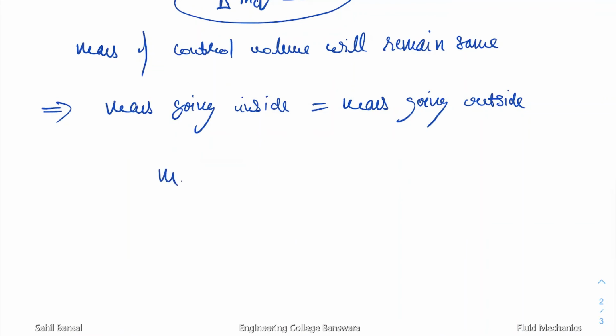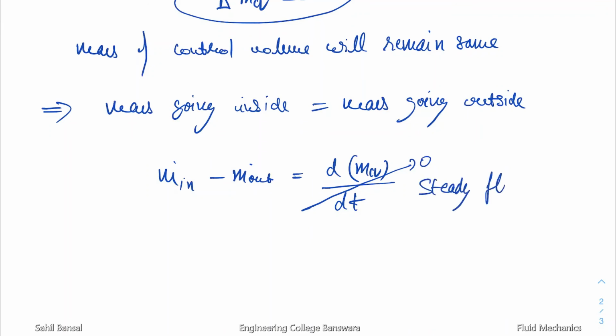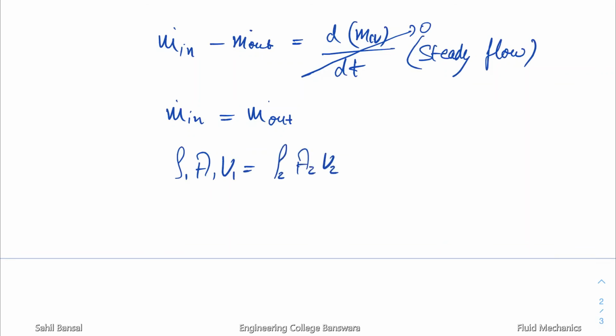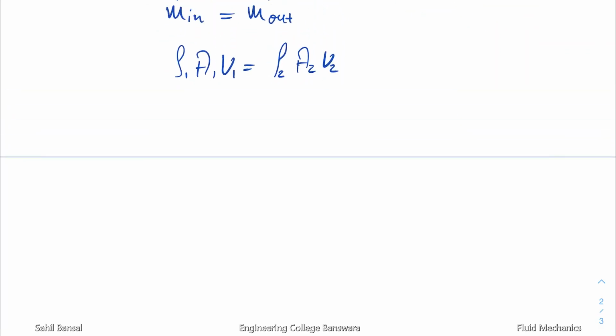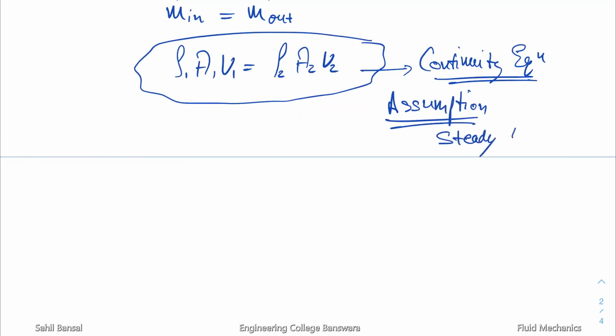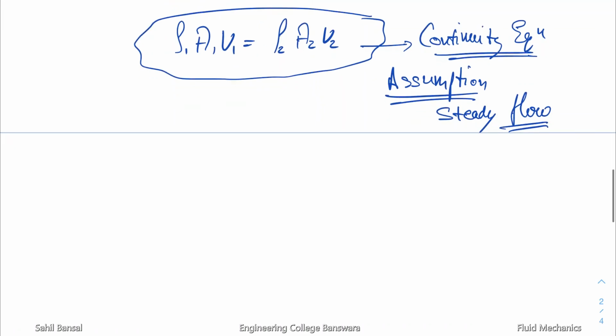How? As my M in minus M out was equal to d of mass of control volume by dt, now this thing is 0. Why? Because of steady flow. So my mass in becomes equal to mass out, or I can say rho 1 A1 V1 is equal to rho 2 A2 V2. So basically this is my continuity equation. Keep in mind we have assumed one thing. The assumption is steady flow. Otherwise this equation is not valid. This equation is valid only for steady flow.